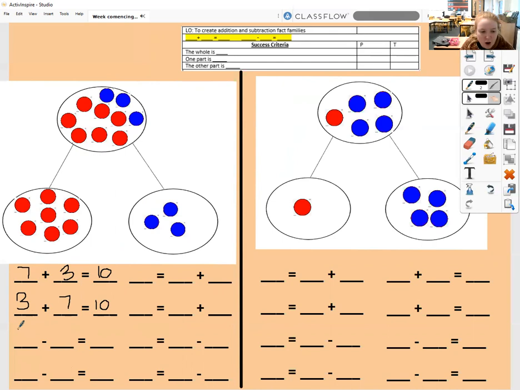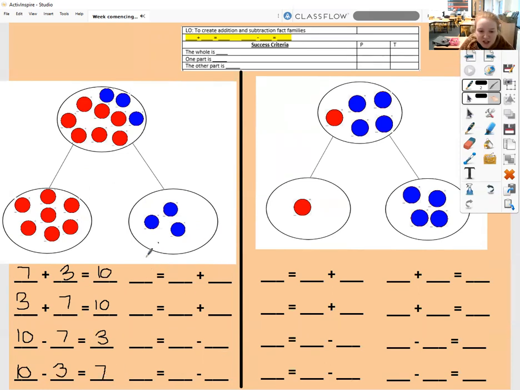So in a subtraction, my whole always goes before my subtraction symbol. So there we go. That's my whole. So 10 subtract my first part, which is going to be 7, this part here, equals my remaining part, which is this part here, which is 3. Let's have a look at that again. So it's another subtraction. That means my whole is going to go at the beginning. 10 subtract my first part. This time my first part is going to be 3, equals my remaining part, which is 7.